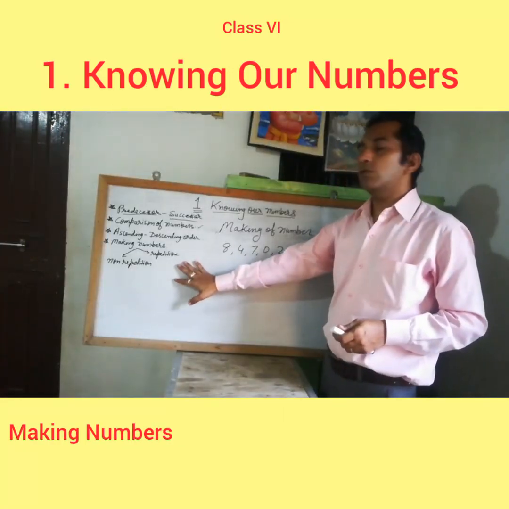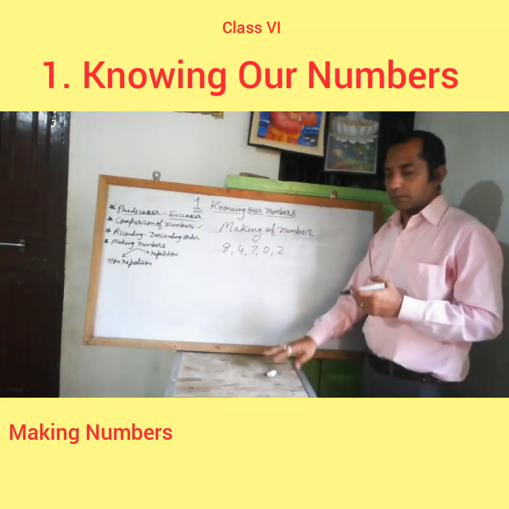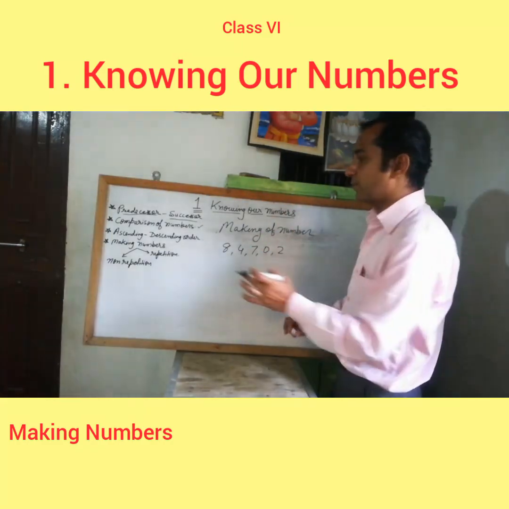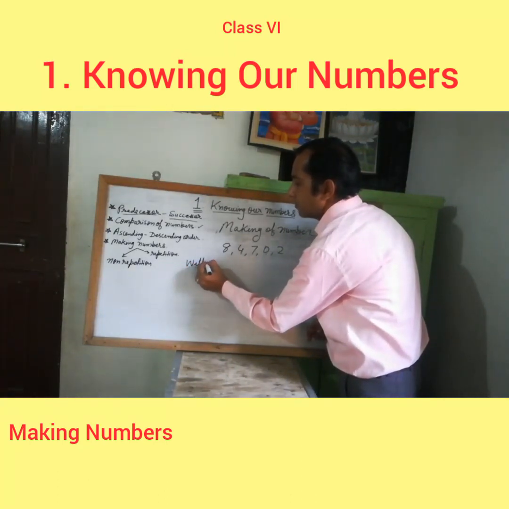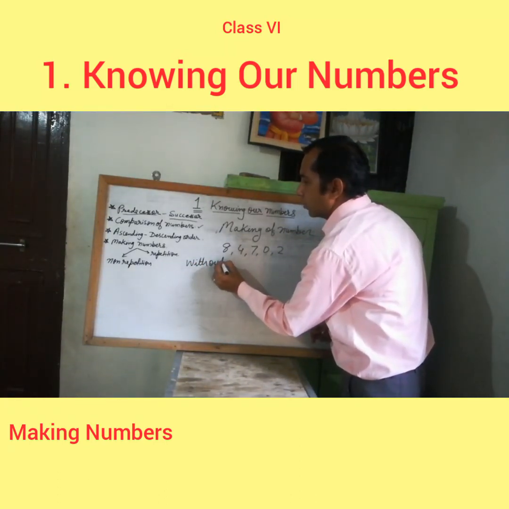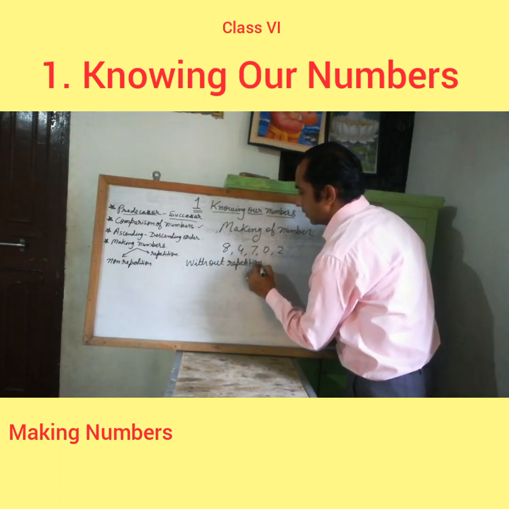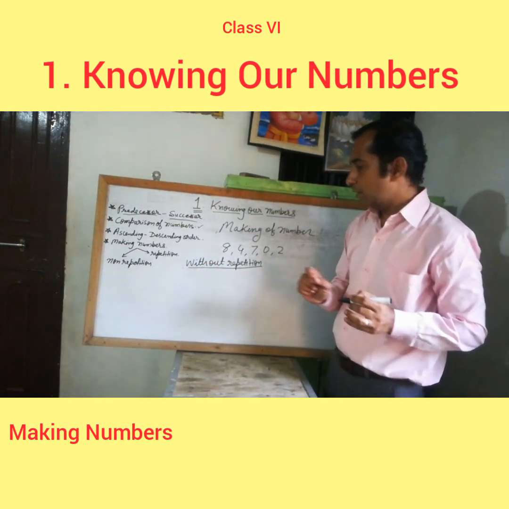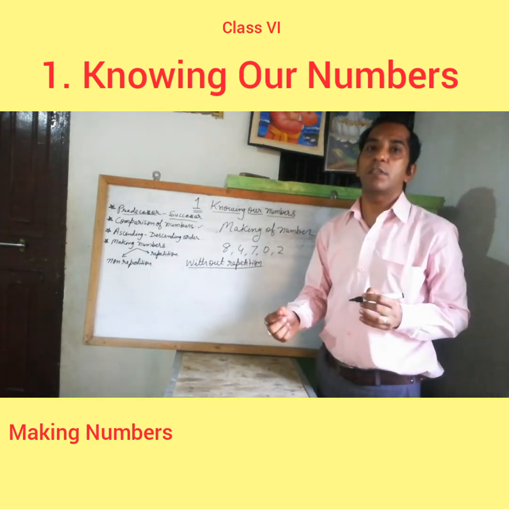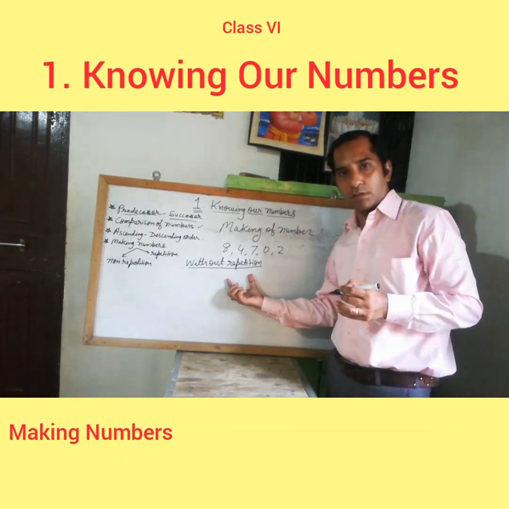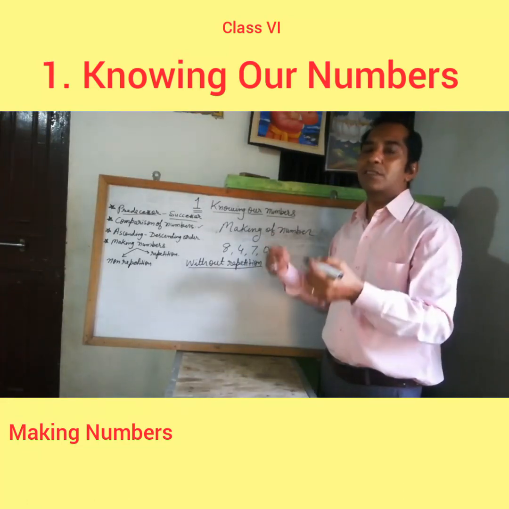Going to the fourth topic of the chapter, making of the number. There are two methods of making of the number. First is non-repetition, means without repetition. Clear? You have to write the number without repetition. The question will be given in such a way: write the greatest number or write the smallest number of 4 digit, 6 digit, 5 digit.